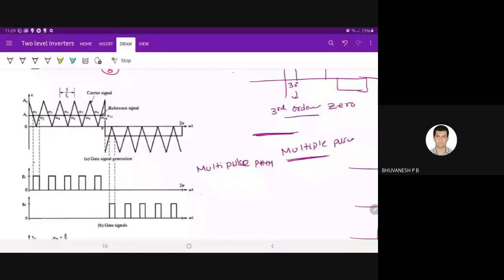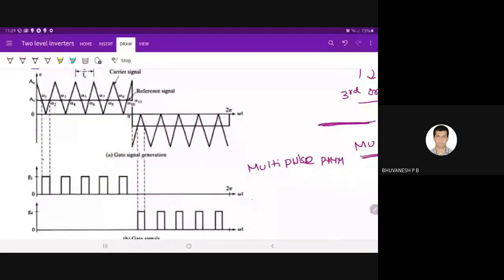The same thing. Here the reference signal is the same, that is a square wave, like what we had earlier. The difference is, instead of a single carrier, we have multiple carriers. So this is carrier one intersection, so we have these pulses.